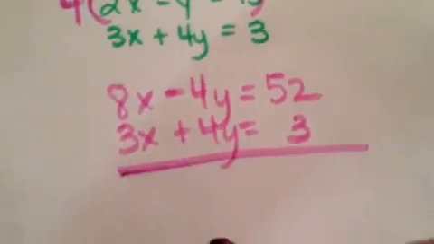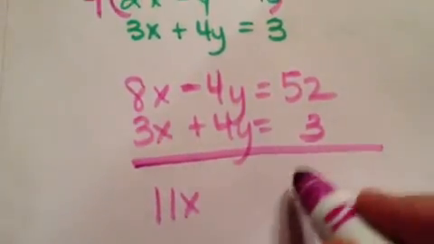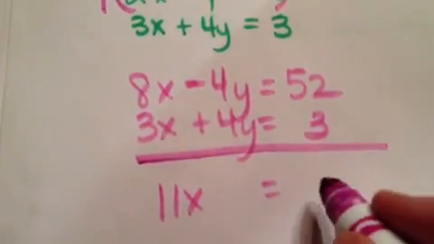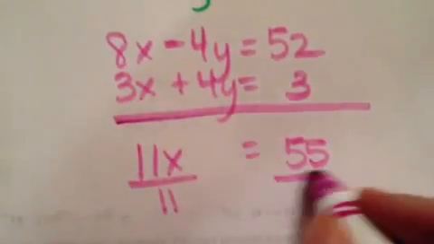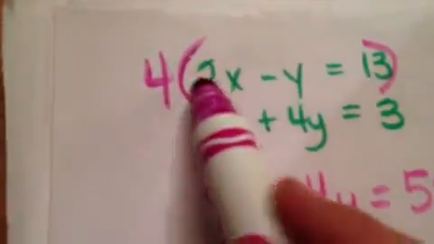Okay, so notice right here, if I add straight down, I'm going to get 11x. My y's are eliminated or canceled, and 52 plus 3 is 55. Divide both sides by 11. So x is going to be 5. Yay!